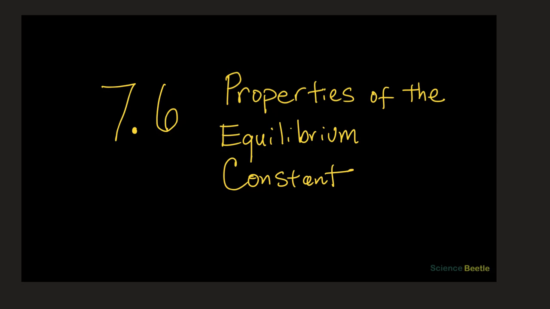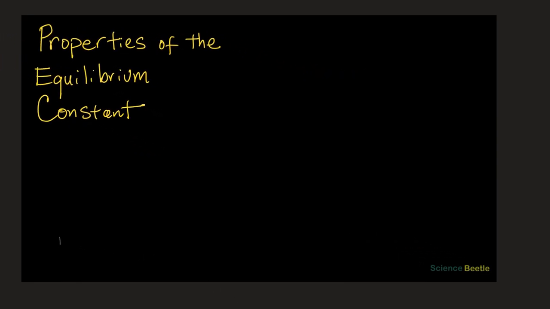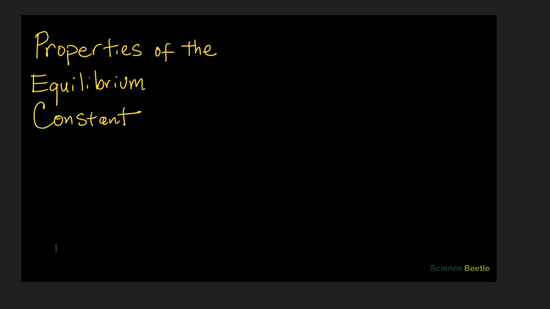All right, in 7.6, we're going to be looking at properties of the equilibrium constant. In particular, what this is referring to is the condition when you have a reaction that's going in the opposite direction, when you have a couple of reactions that are multiplied by a common coefficient, and lastly, when you're adding a couple of reactions together. What happens to the K expression in each of those cases?